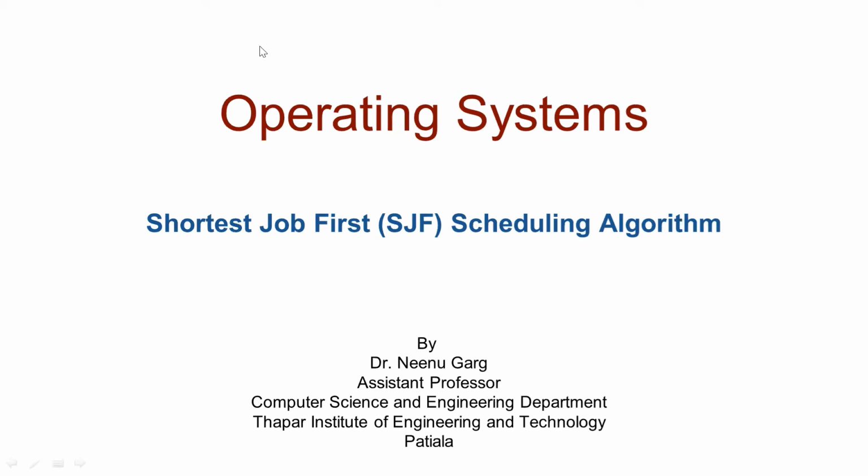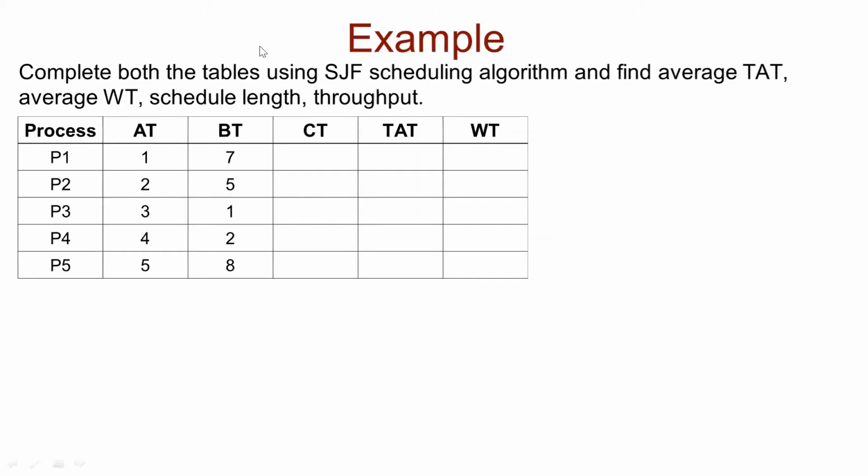In this session, I will give you one more example for SJF. So let's start. In this example, we have to find the average waiting time, waiting time, average turnaround time, schedule length, and throughput. There are 5 processes in the system: P1, P2, P3, P4, and P5 with given arrival times and their CPU burst times. So let's first plot the Gantt chart.